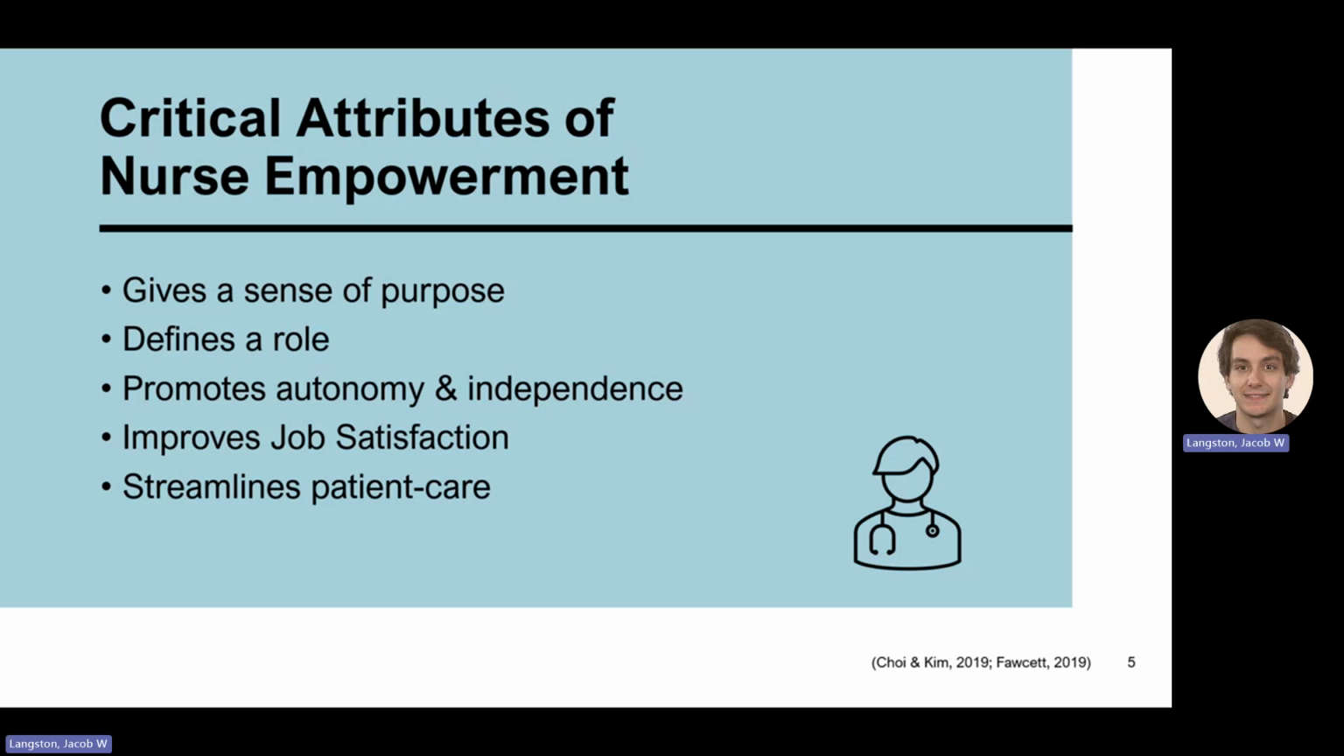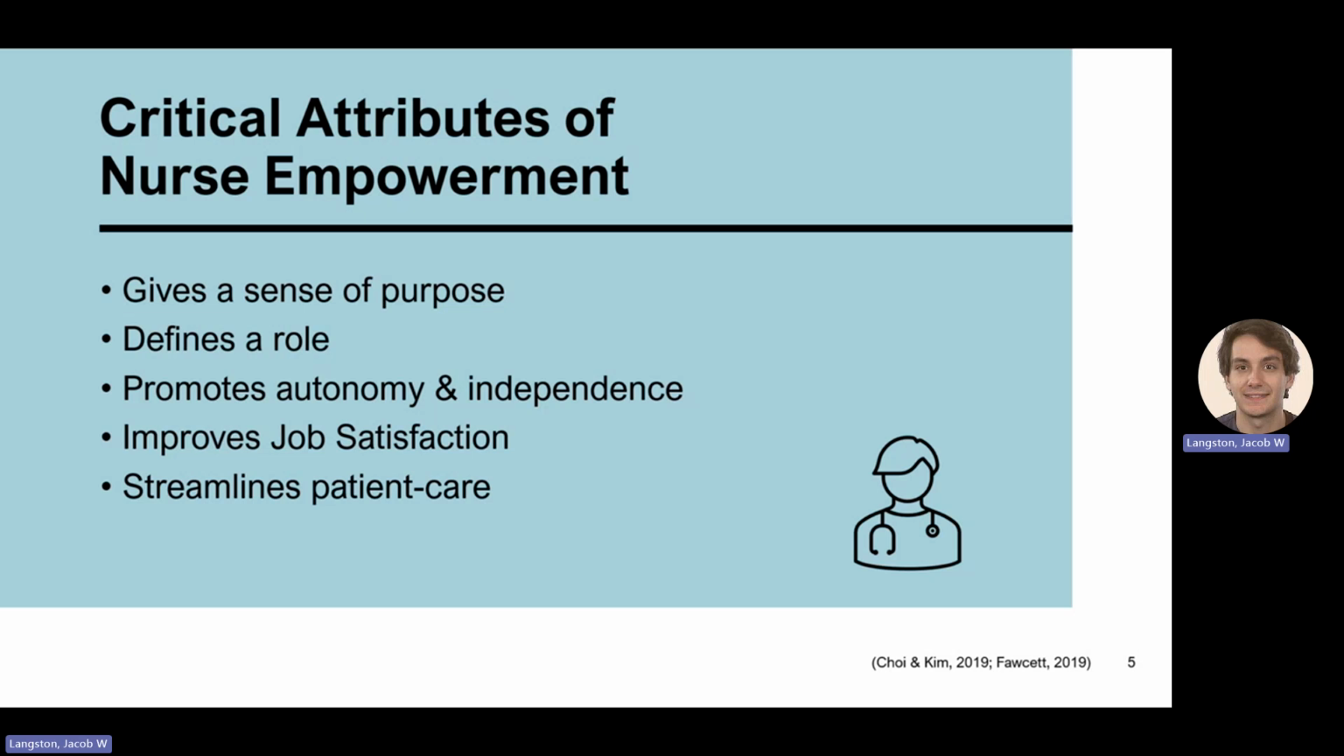The critical attributes of nurse empowerment encompass several key elements that shape a nurse's experience and effectiveness. These attributes give nurses a sense of purpose, clearly define their roles, and promote autonomy and independence in their decision making. It improves job satisfaction and ultimately it streamlines patient care processes. As Choi and Kim demonstrated in their study on Korean nurses, structural empowerment and shared governance have a direct positive impact on nursing autonomy and job satisfaction. This research highlights the importance of these attributes in creating an empowered nursing workforce.